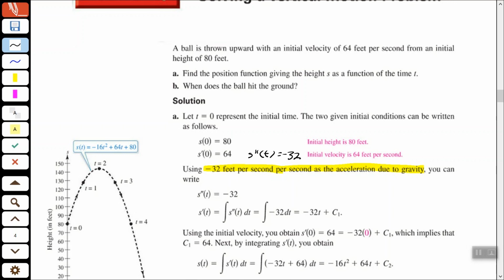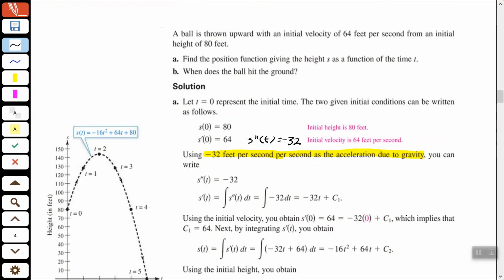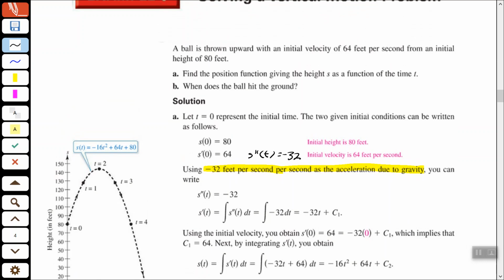So to find the position function, we need to get back to s of t. S of t is what we're trying to get back to. We know that s double prime of t is equal to negative 32. If we integrate the second derivative, that puts us back at the first derivative. And then from there, if we integrate the first derivative, the velocity, that puts us back to the position function. So we have to work our way back up.